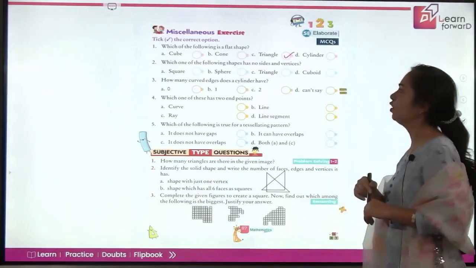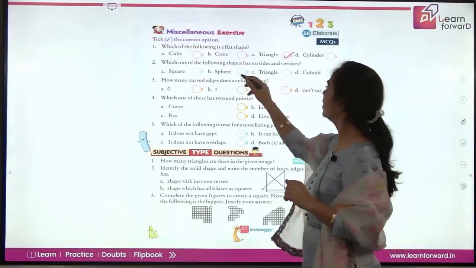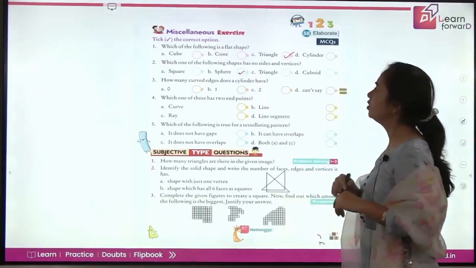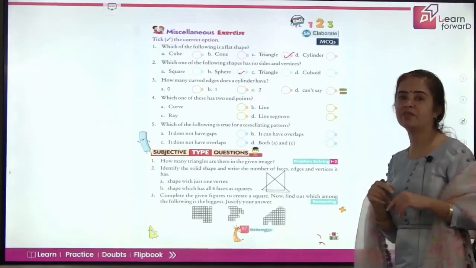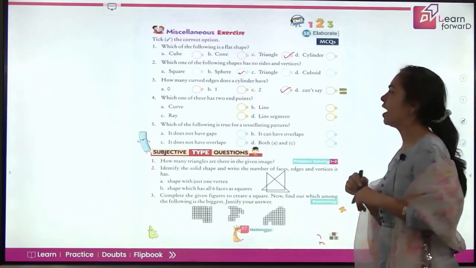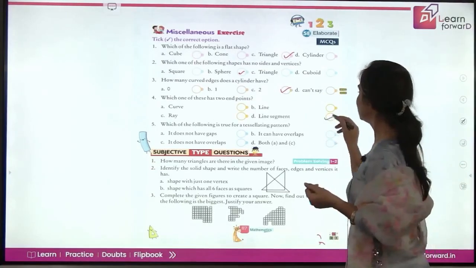Next, which of the following shapes has no sides, no vertices? That is a sphere. Exactly. Coming to the next, how many curved edges does a cylinder have? That's two. Perfect. Which of these has two end points? What is it? Line segment. Yes, we have it right here.